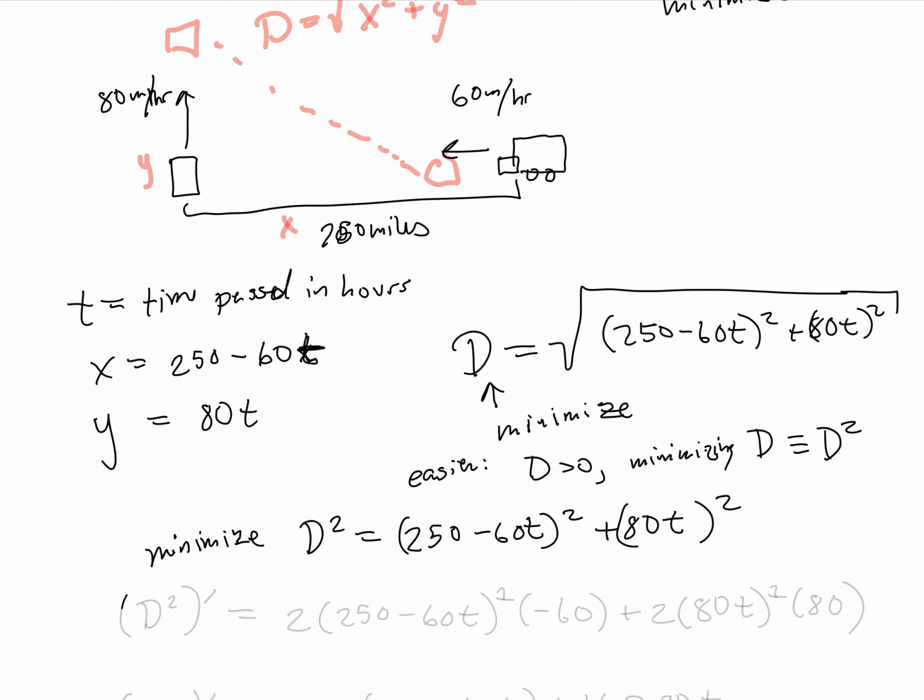Now taking the derivative of d squared, I could either multiply out first or use the chain rule. Either way is fine. Let's use the chain rule. So 2 times the inside, (250 minus 60t) to the 1, times the derivative of the inside, that's negative 60, plus the derivative of this next piece. Again, I could multiply out first or use the chain rule, so I'll use the chain rule. 2 times 80t, leave the inside alone, to the 1 power, multiplied by the derivative of the inside, that's 80. Okay, so let's simplify this now.